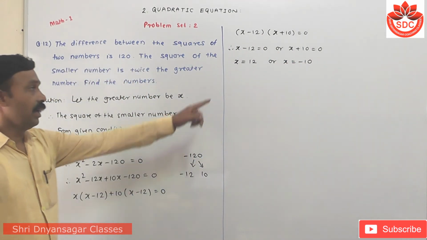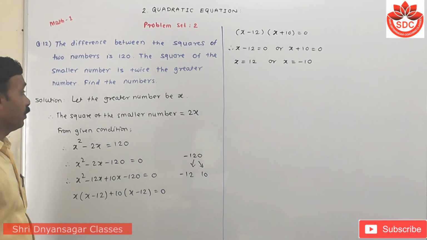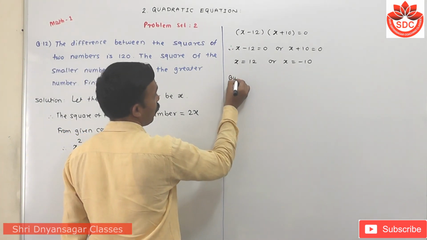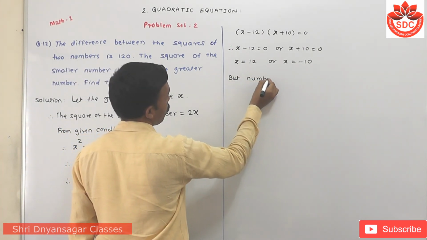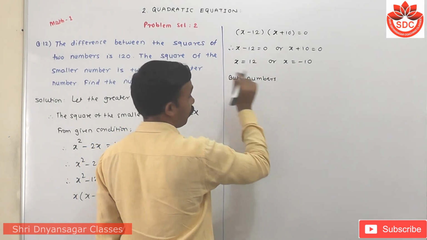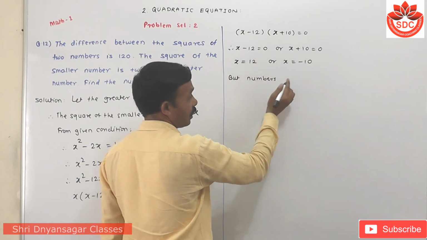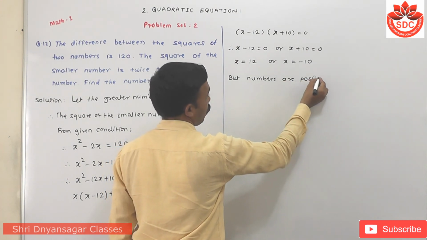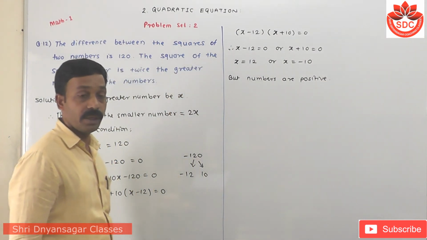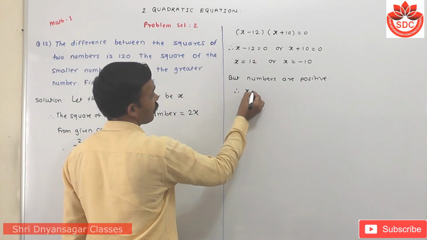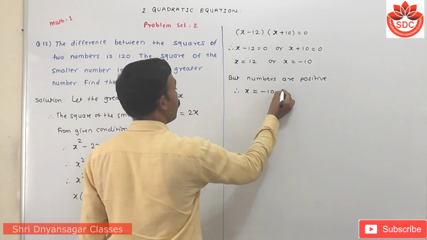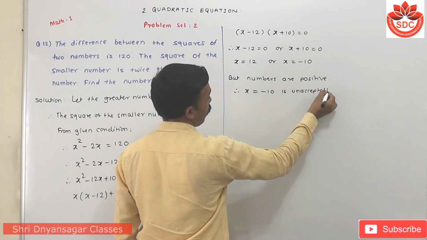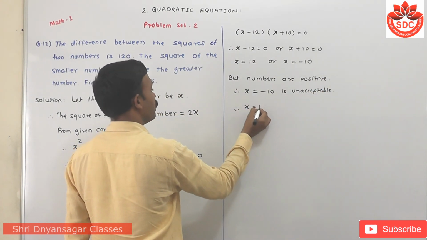But x is equal to minus 10 is unacceptable, because the difference between these two numbers means that in this case the numbers are positive, or we write here numbers cannot be negative. Therefore, x is equal to minus 10 is unacceptable. Therefore, the value of x is equal to how much?